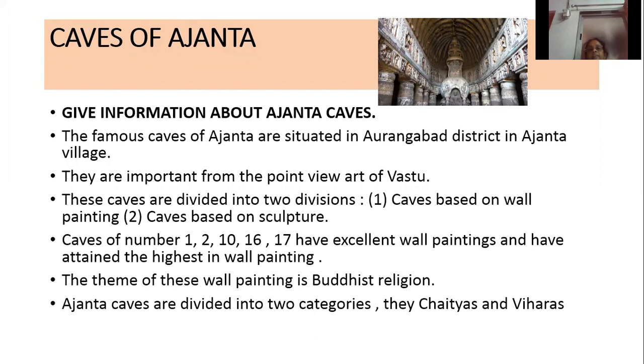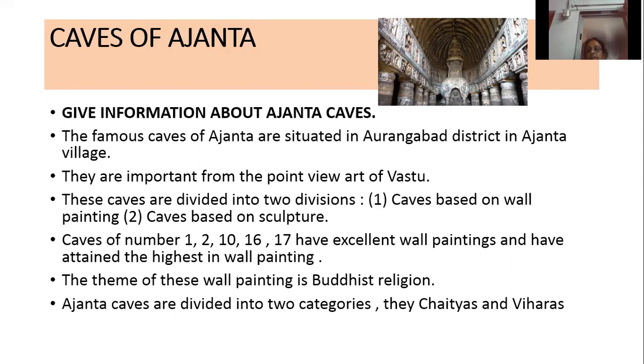So where are the Ajanta caves situated? Aurangabad district in Ajanta village in Maharashtra. These caves are important from the point of view of Vastu art. Into how many divisions are the Ajanta caves divided? Two divisions: the caves based on wall paintings and the caves based on sculptures. How many caves have excellent wall paintings? 5 caves: 1, 2, 10, 16 and 17. And what is the subject matter or theme of these wall paintings? Buddhist religion.